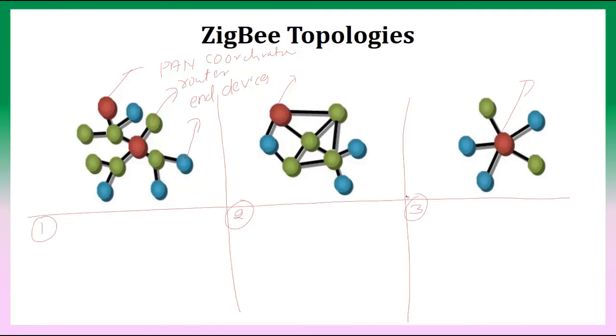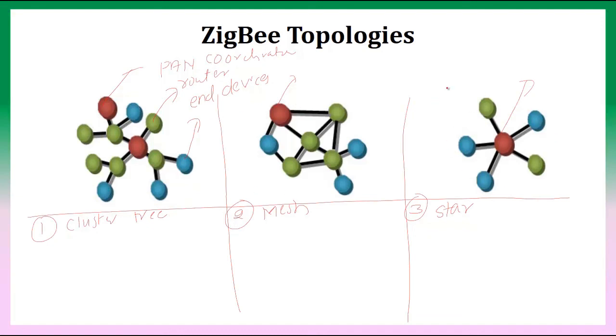Make a guess. The simplest of all these is this one, so obviously this is a star. There is another one slightly more complex, and obviously this resembles your mesh. The last one remaining is the cluster tree. So this is a cluster tree, this is mesh, and this is your star topology.